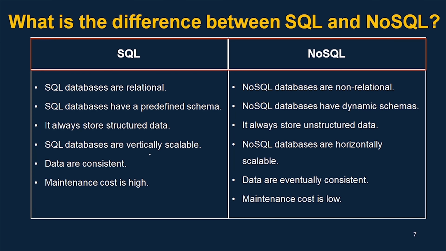SQL databases are vertically scalable. NoSQL databases are horizontally scalable. SQL data are consistent. NoSQL data are eventually consistent. SQL maintenance cost is high. NoSQL maintenance cost is low. Now we will see this example.